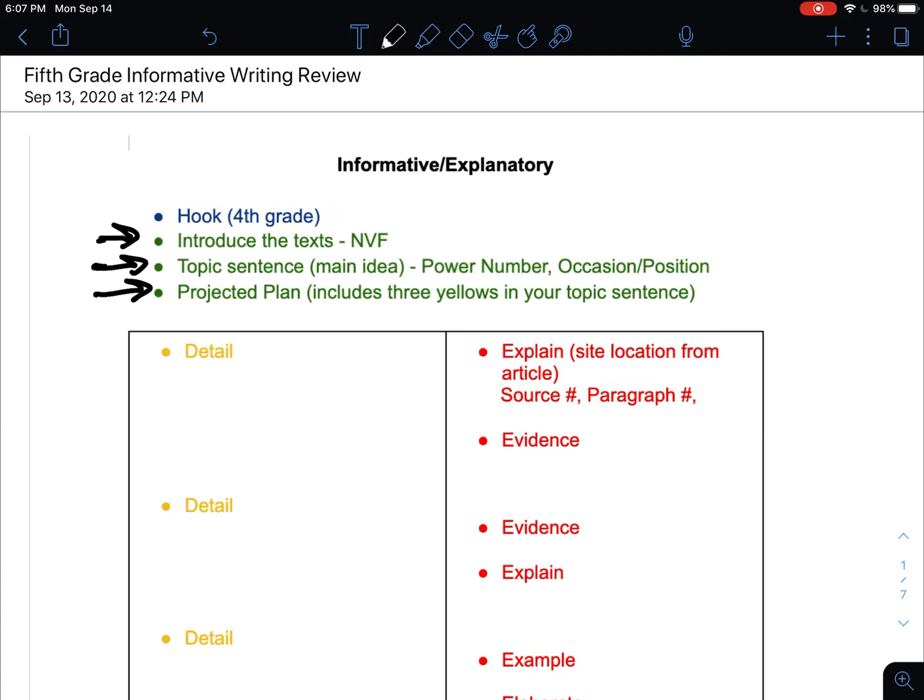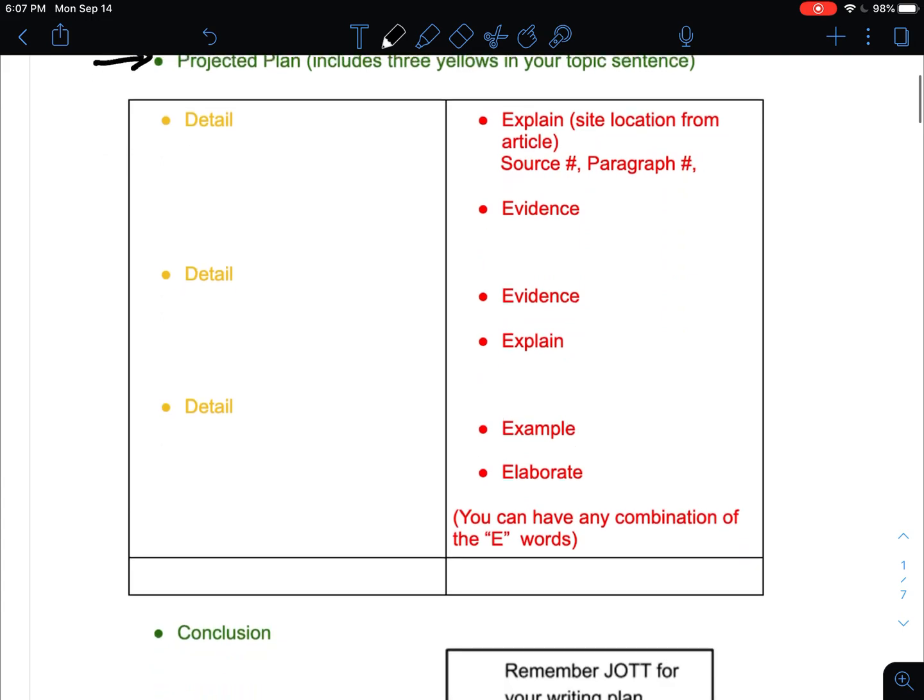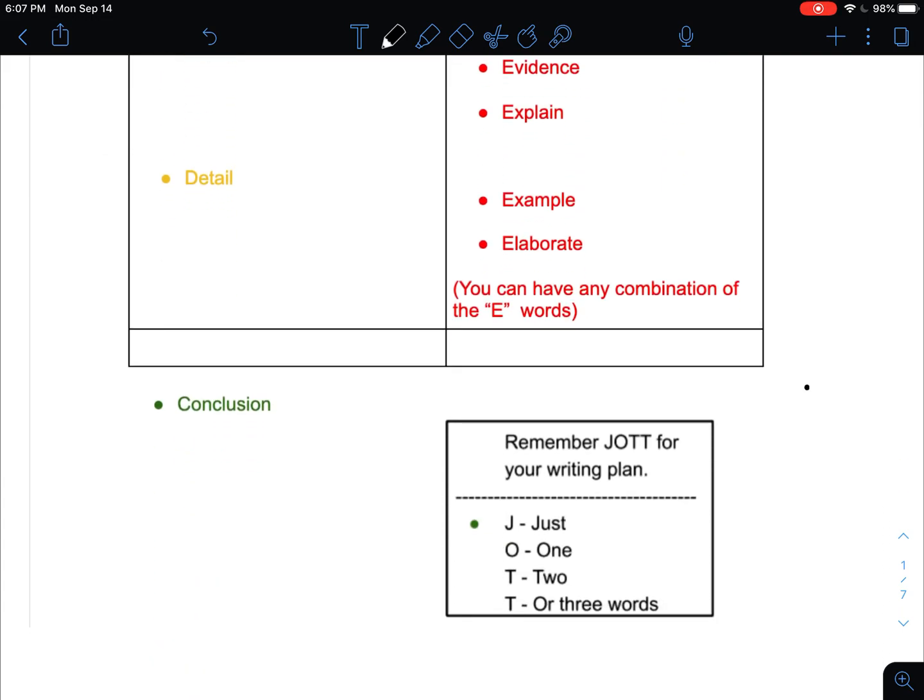And remember, we're not going to go into a bunch of detail about our yellows. We're just going to list them, right? So a couple of 1, 2, 3 words, right? Remember that jot. Okay.